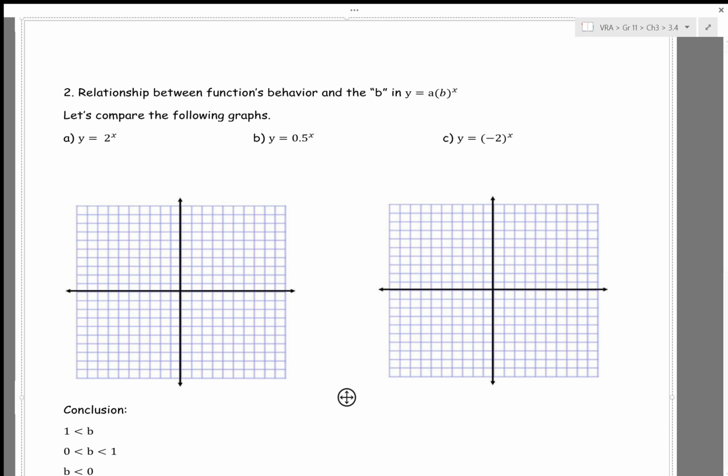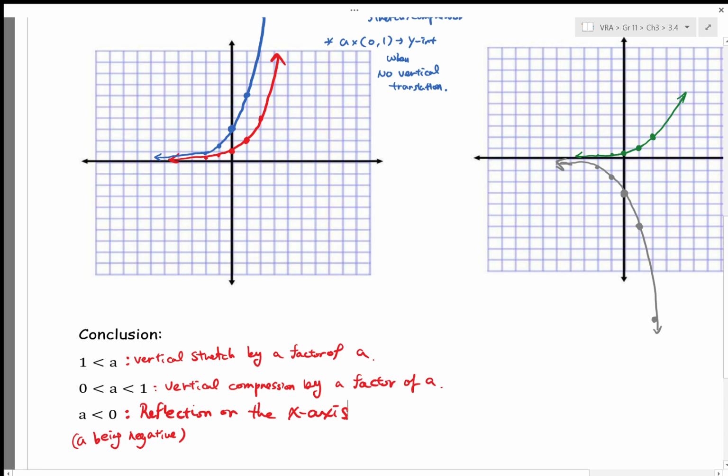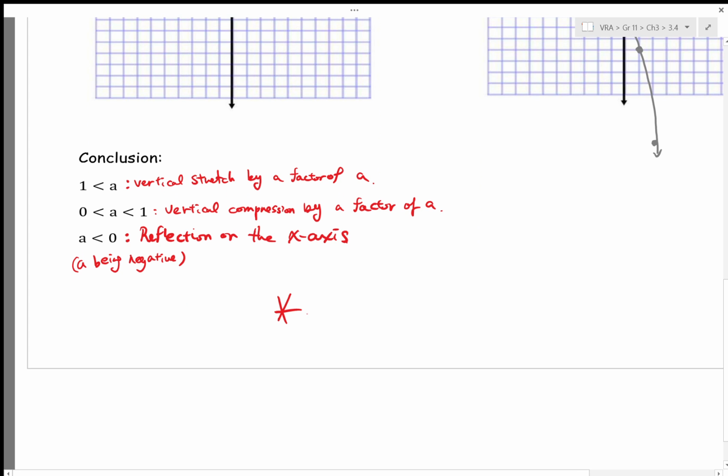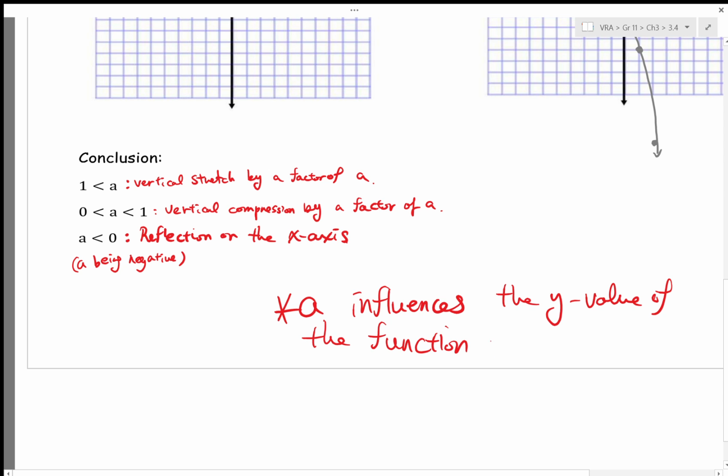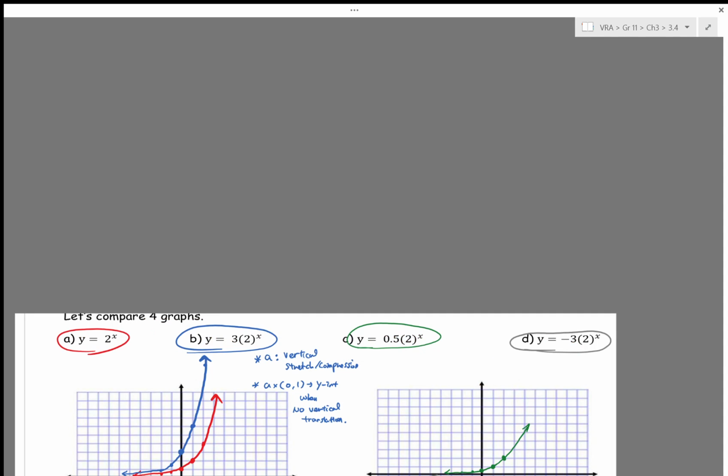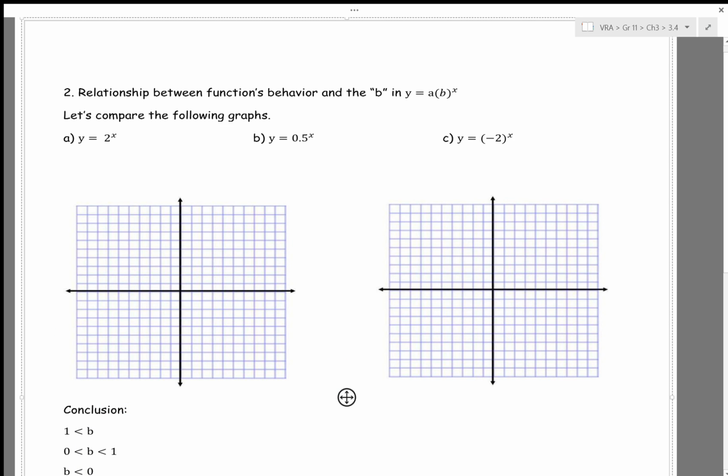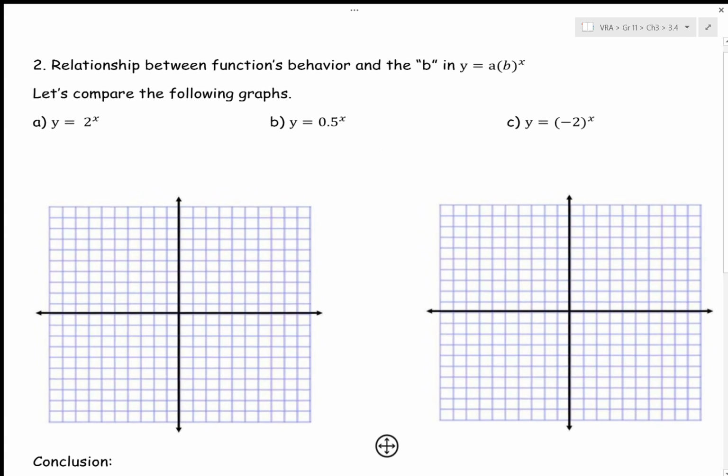Oh, by the way, let's go back to that one for now, just to make sure a impacts or influences the y value of the function, right? And we knew that from the last unit. I just want to remind you guys of that one. So let's take a look at then the b.